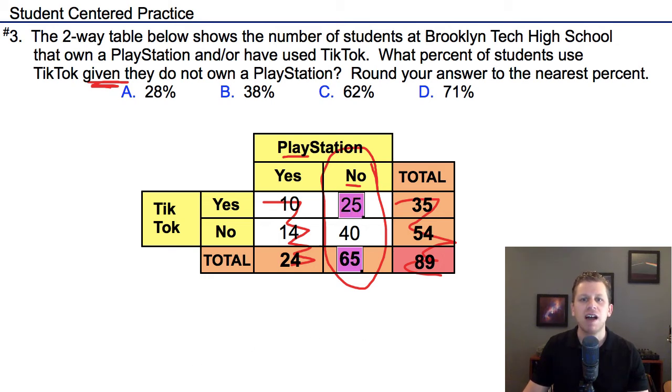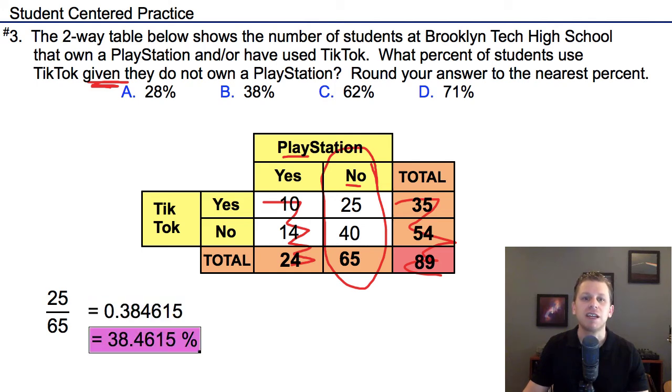It looks like 25 of those 65 students use TikTok. To change this exact probability into a percentage, we're going to first need to divide to make it a decimal, multiply by 100 to make it a percent, and then round. I can see that 38% of the students at Brooklyn Tech High School use TikTok given that they do not own a PlayStation. Let's try another example using this same data.